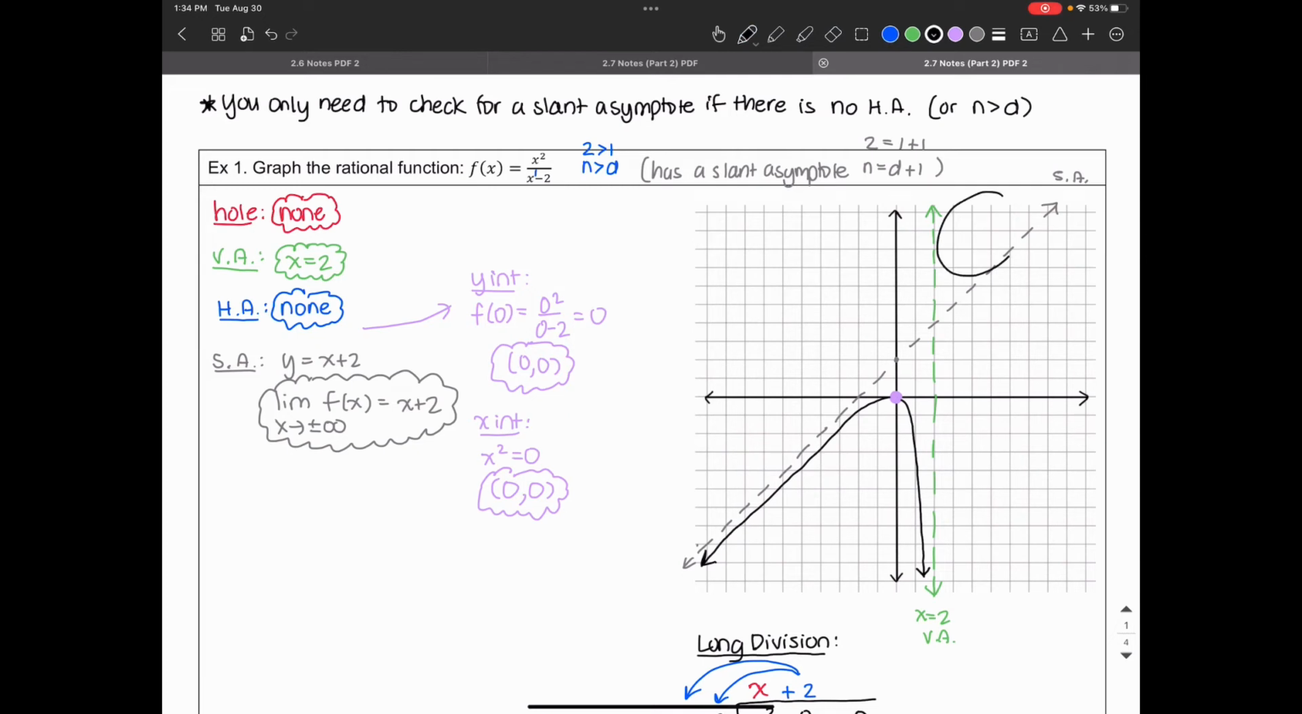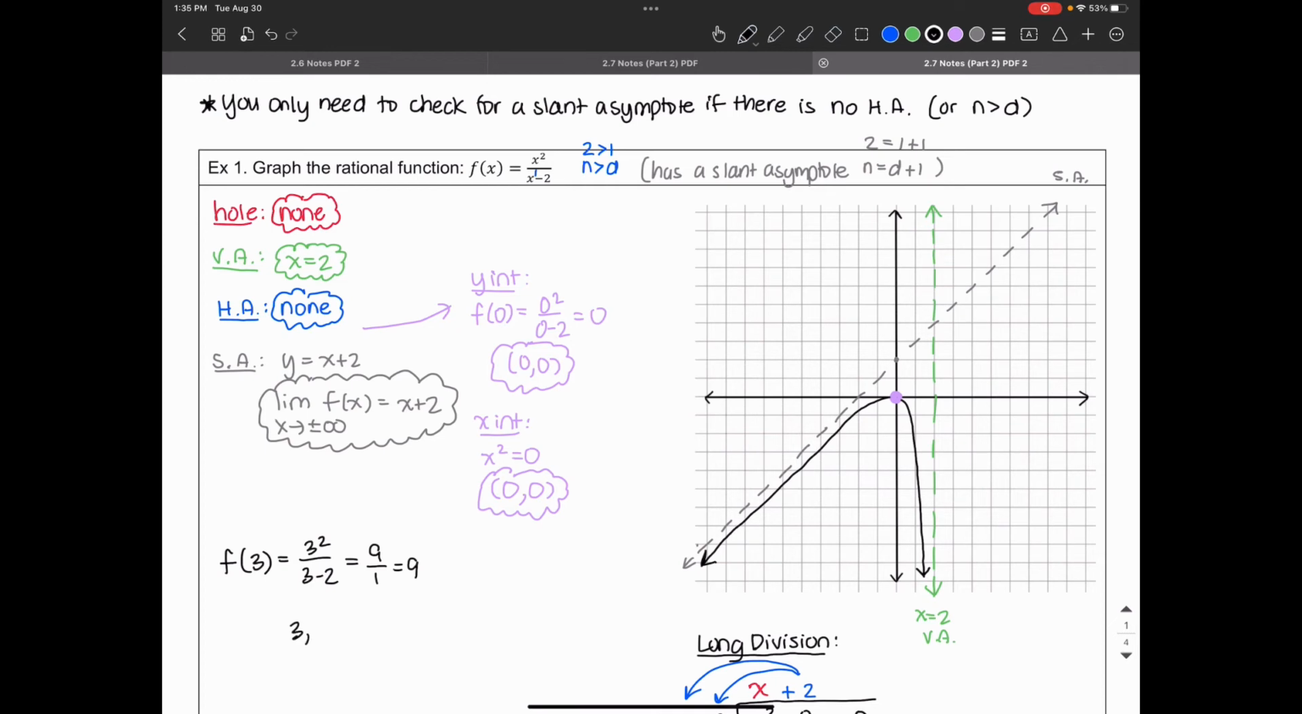If I want to know a point in the top section here, I'm going to pick a value to plug in, and because I don't have any of my important points, my y-intercept or x-intercepts, in that location, I'm just going to pick an x value to plug in, and I'll do anything to the right of that vertical asymptote. So let's do 3. If I do f of 3, I'm going to have 3 squared over 3 minus 2, which gives me 9 over 1, or 9.